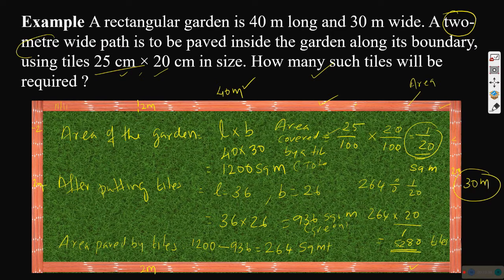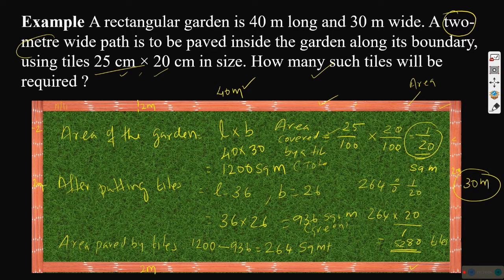What we have done is, we know the area of the garden, and we know the area of the garden after putting the tiles, making the 2-meter wide path along the boundary. So that particular inside area of the garden, we know the total area. The difference will give us an idea about how much area the tiled part, the path, is covering.